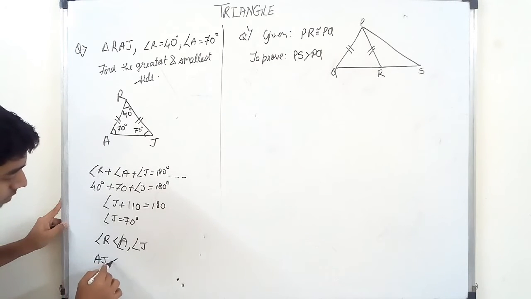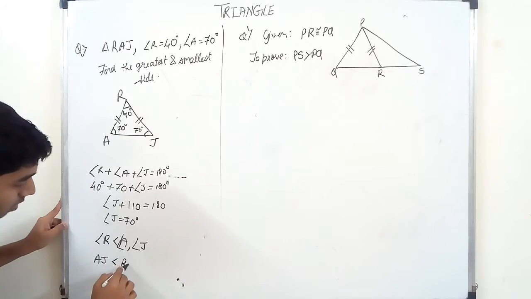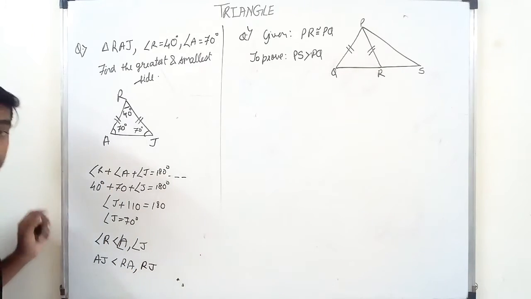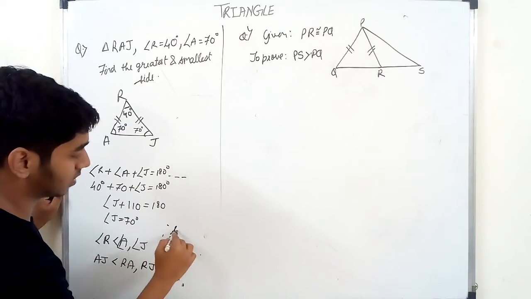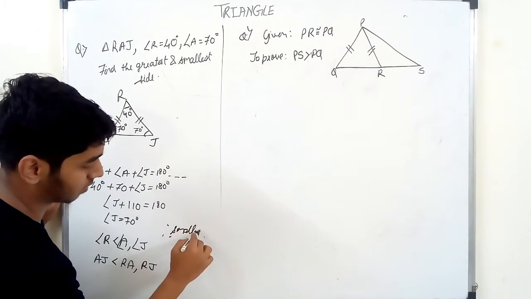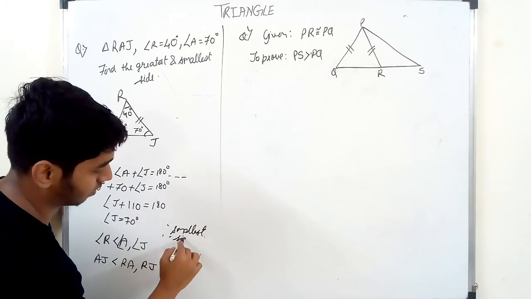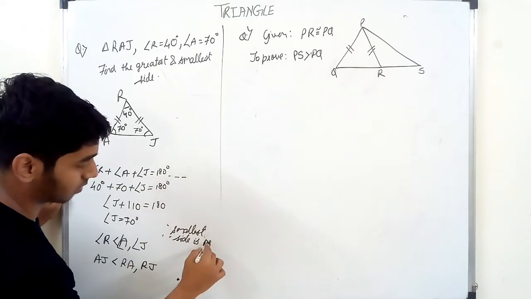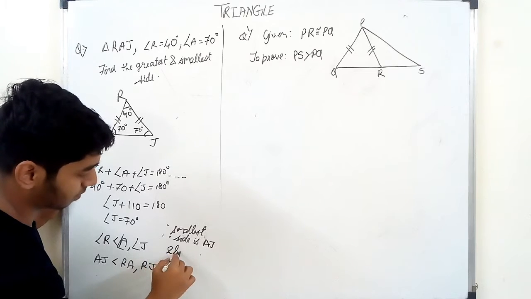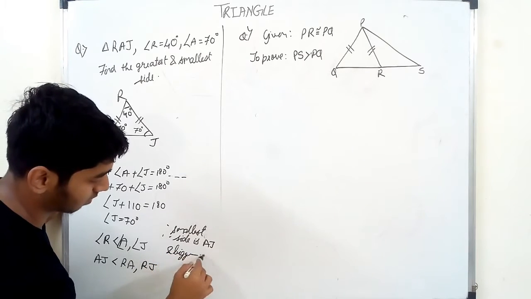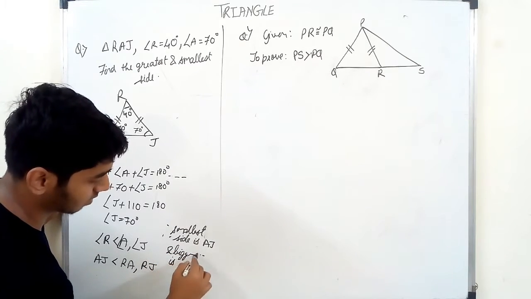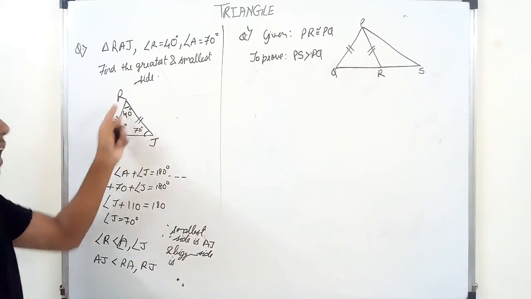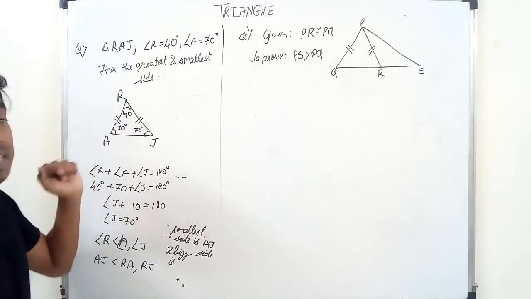So we'll say AJ is smaller than RA and RJ. Therefore, we'll say smallest side is AJ and biggest side is, we can say both of them, RA and RJ, because both are equal.